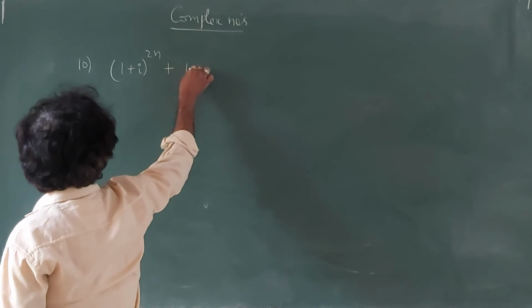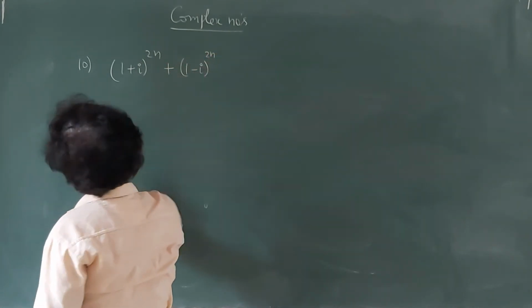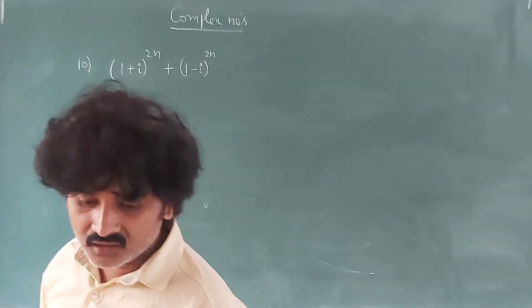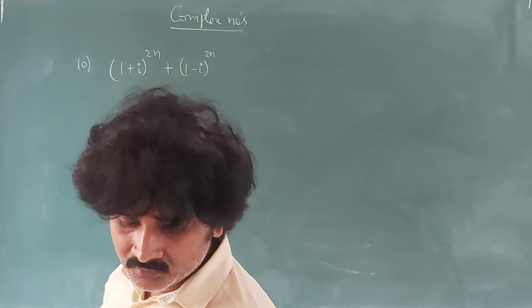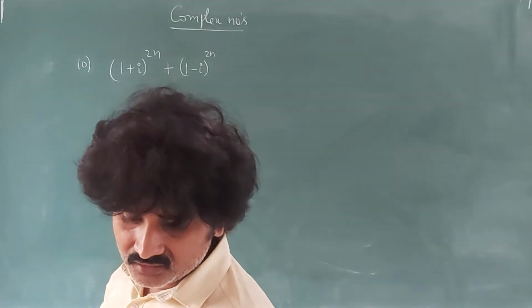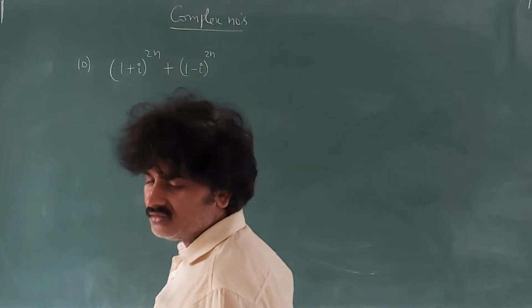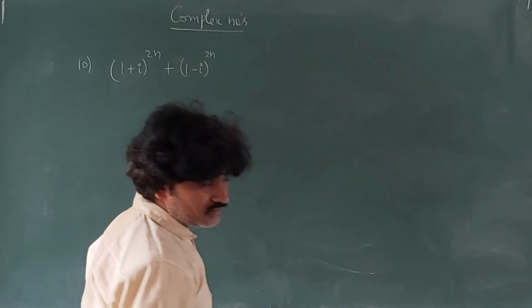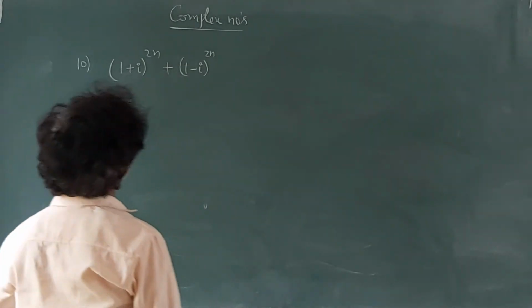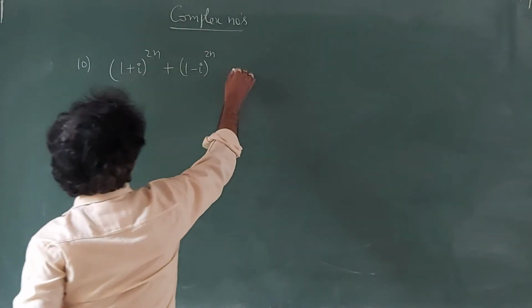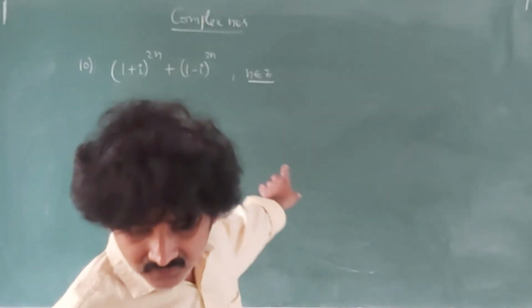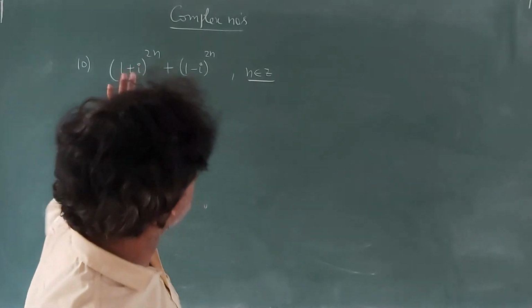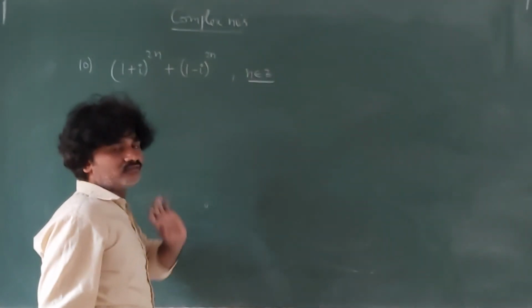(1 plus i) whole power 2n plus (1 minus i) whole power 2n, n belongs to Z. Options they gave: purely imaginary, purely real, non-real complex number, some complex number whose real part and imaginary part are equal. First we have to simplify. Okay. n value means what they give, n is an integer. Z means any integer.